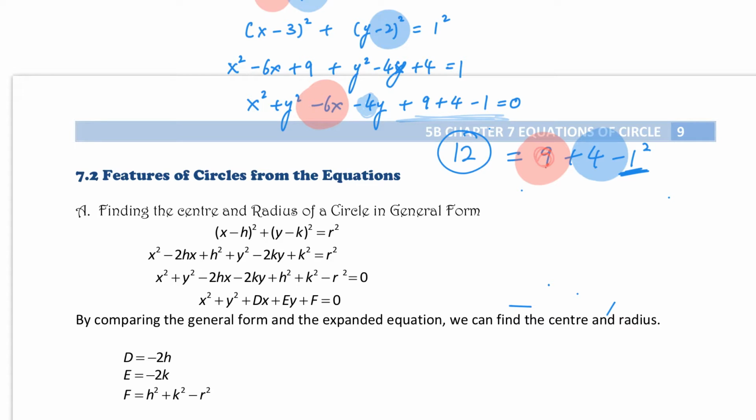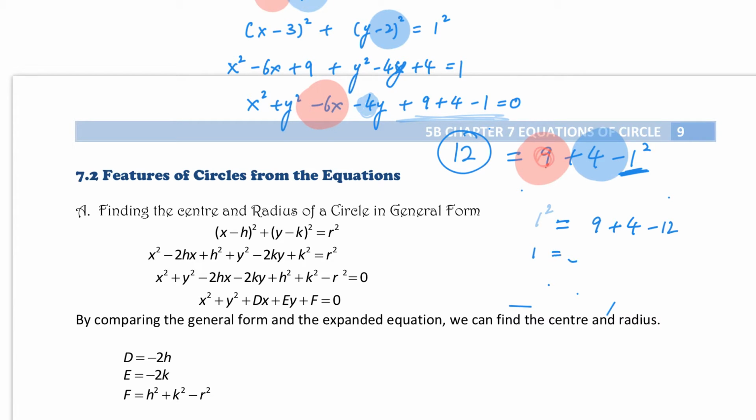So if I call this term f, x squared plus y squared plus dx plus ey plus f is equal to 12. I know f is equal to the square of the x coordinate of the center plus the square of the y coordinate of the center minus r squared. Interchange the order. I know r squared is equal to 9 plus 4 minus 12.